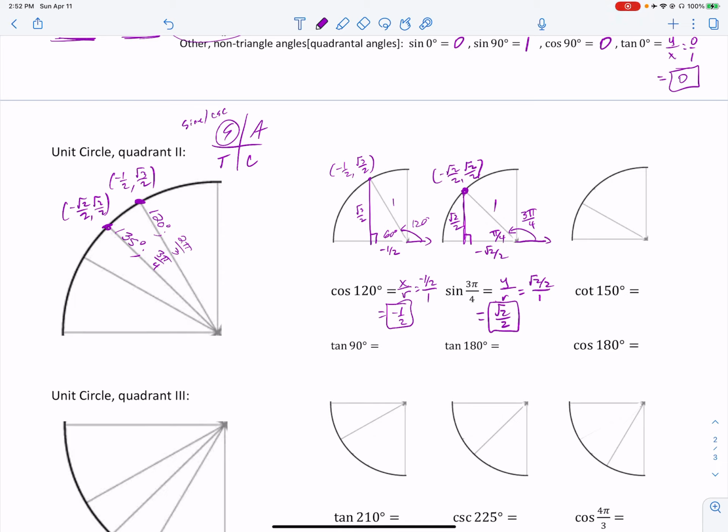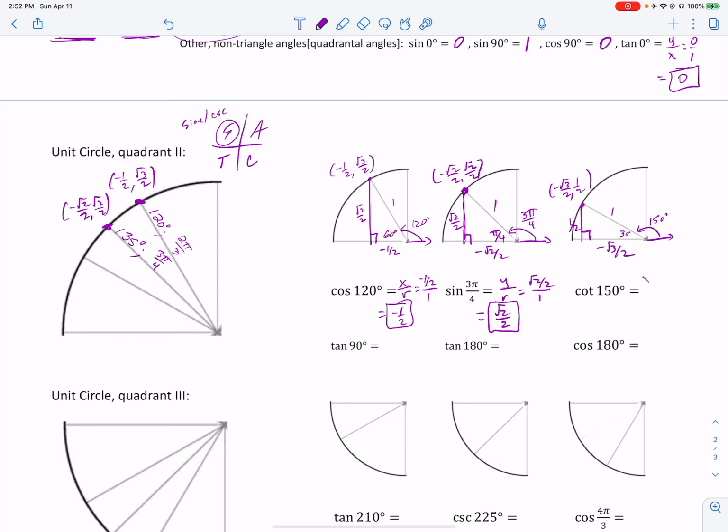So cotangent of 150 degrees. Again, we rotate 150 degrees. That's going to leave a 30-degree reference angle, and we drop an altitude. So if I go to the left, I'm going the long leg value of negative root 3 over 2, and I'm going up the short value of 1/2. So that ordered pair is negative root 3 over 2 and up 1/2, where the hypotenuse is 1.